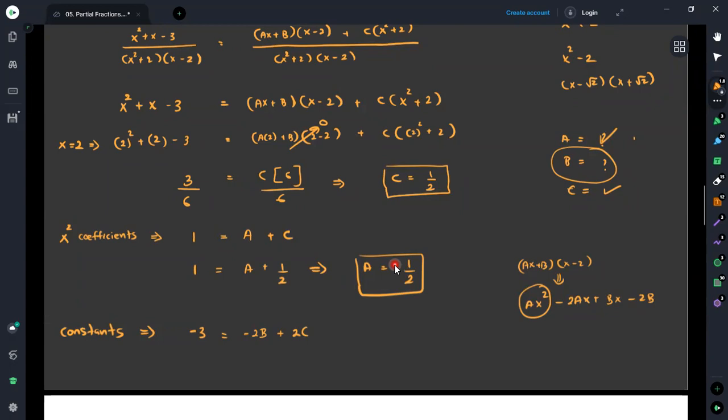Then we can substitute the value of c as well. Here it is minus 3 equals minus 2b plus 2 times the value of c, which is half. This leads to minus 3 equals minus 2b plus 1. Altogether we get minus 4 equals minus 2b. Dividing both sides by minus 2, we get the value of b equals 2.